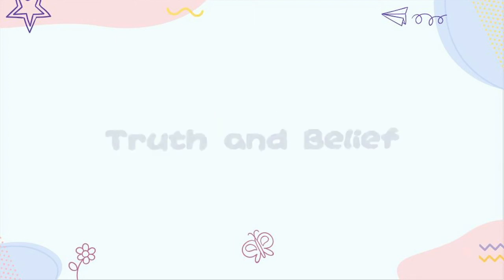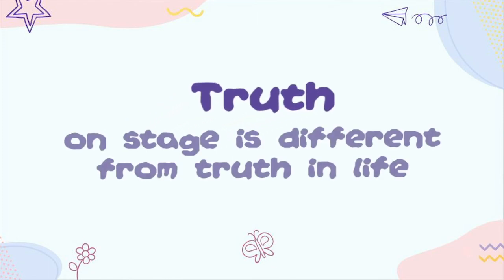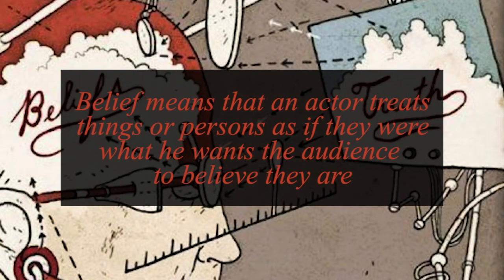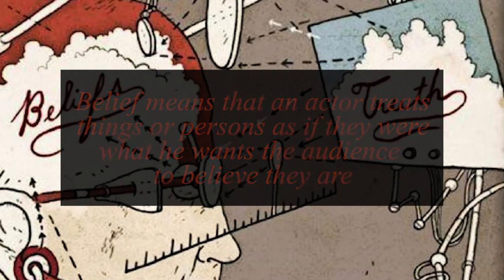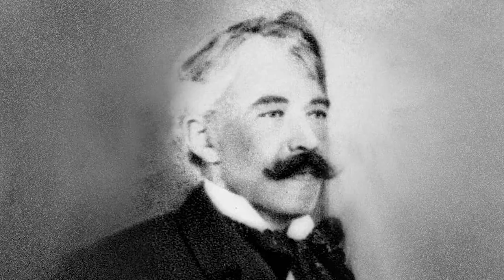Number 7 is truth and belief. Truth on stage is different from truth in life. Belief means that an actor treats things or persons as if they were what he wants the audience to believe they are. The ability of an actor to make his audience believe what he wants it to believe creates scenic truth.